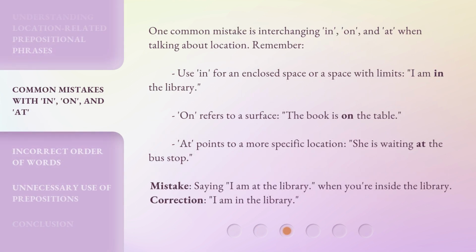One common mistake is interchanging in, on, and at when talking about location. Remember, use in for an enclosed space or a space with limits. I am in the library. On refers to a surface. The book is on the table. At points to a more specific location. She is waiting at the bus stop. Mistake: saying, I am at the library, when you're inside the library. Correction: I am in the library.